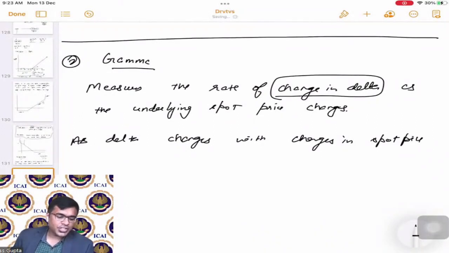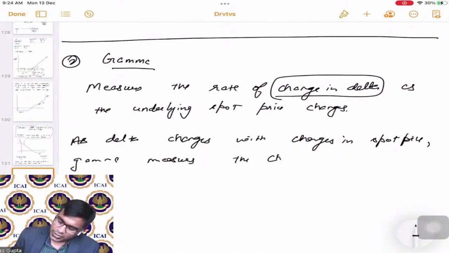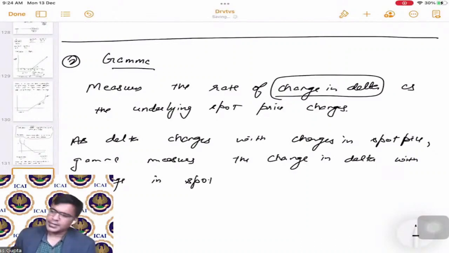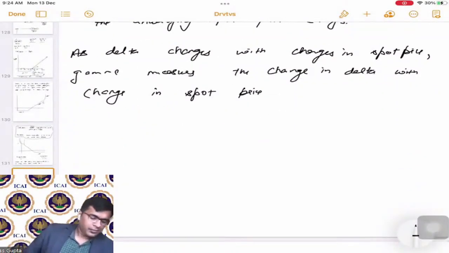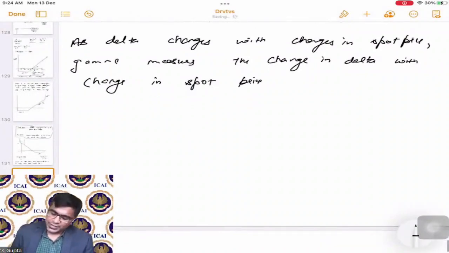As the delta changes with the changes in spot price, gamma measures the change in delta with change in spot price. Okay, very easy, very simple. Now, can anyone tell me where will be the gamma highest?